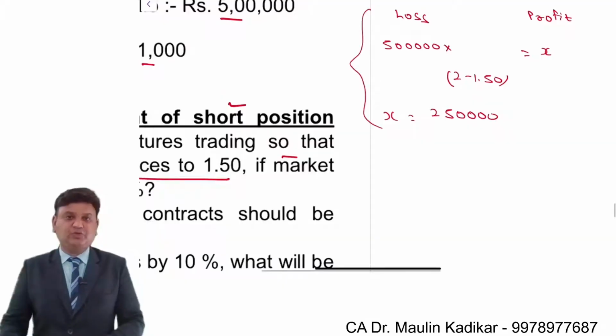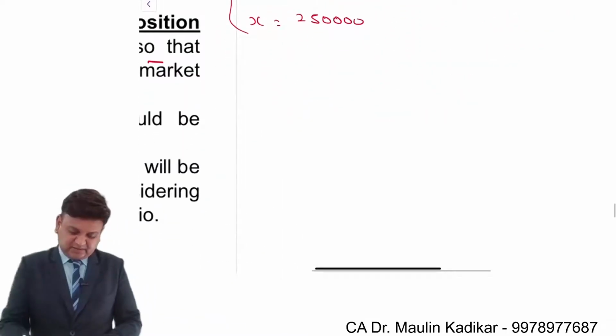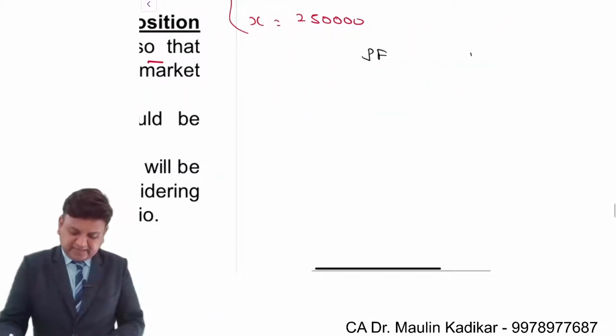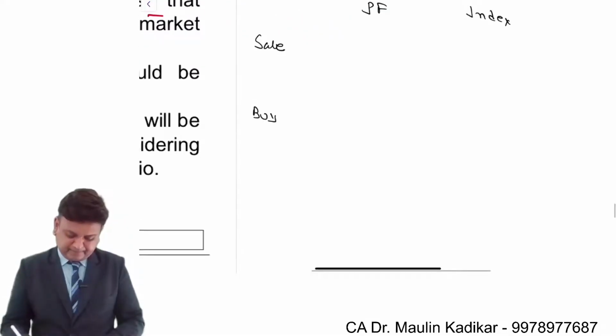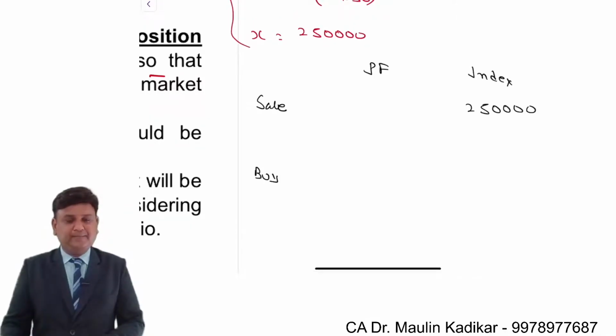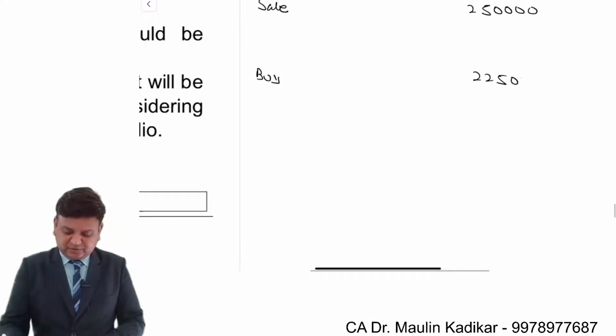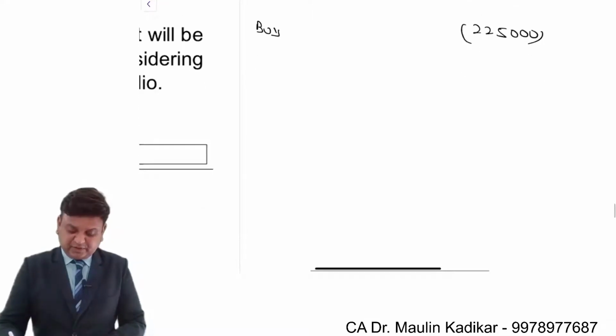So I should enter into the futures contract hedging only for 2,50,000, if at all I want to reduce my beta to 1.5. So I'll get the partial hedging. This is what the concept says. I am not satisfied with this. Let me check, portfolio and index. I enter into the transaction for sale of 2,50,000. The market is falling down by 10%. So here it reduces to 2,25,000. So I make a profit of 25,000.